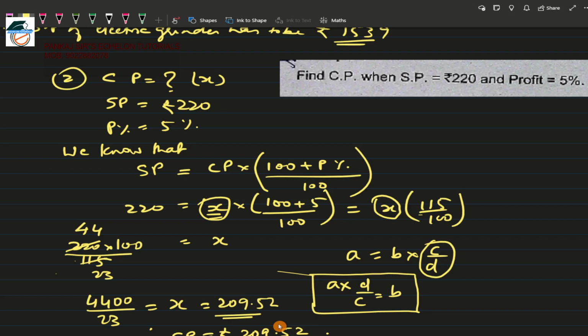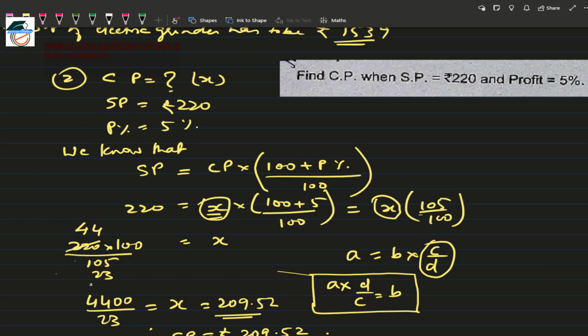Now, let me just recheck this question. Yeah, I got my mistake. It's not 115, it should be 105, right? This should be 105 because 100 plus 5 is 105. Here was the mistake. So I'll have to do this correction again. This will be 105, not 115.